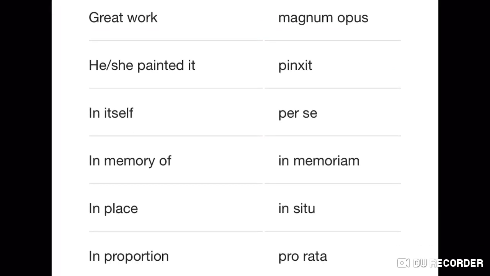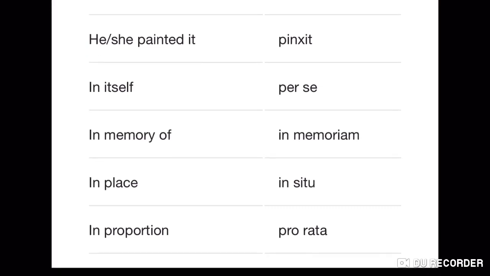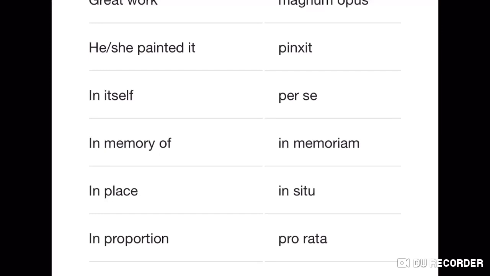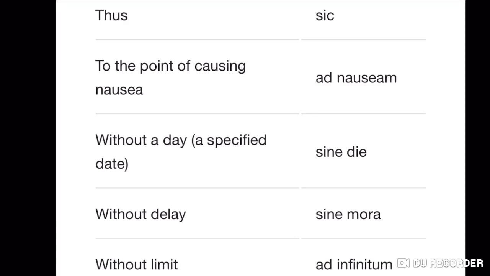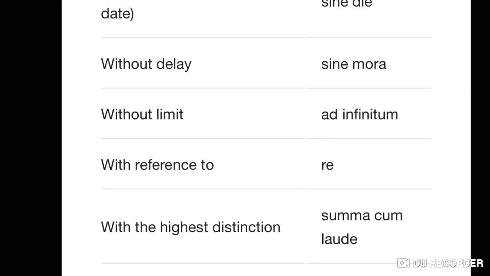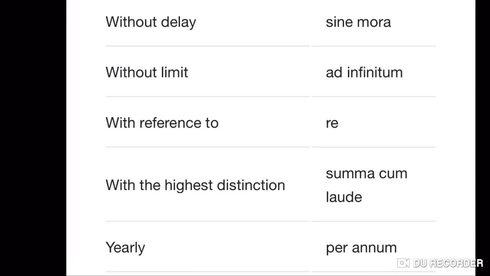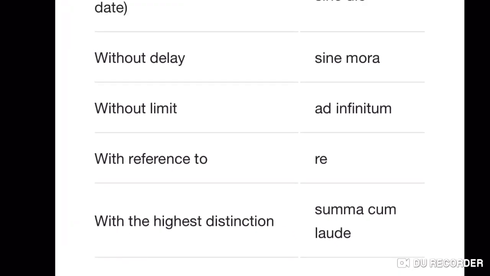In memory of, in memoriam. In place, in situ. In proportion, pro rata. Thus seek, to the point of causing nausea, ad nauseam. Without a day or a specified date, sine die, and we know Congress went into sine die, and I believe 1871, comment section, and one of them was, give me the right date. Without delay, sine mora. Without limit, ad infinitum. With reference to re, with the highest distinction, summa cum laude. Yearly, per annum.